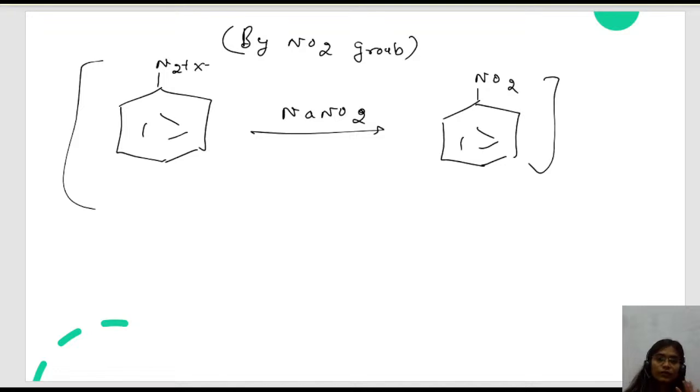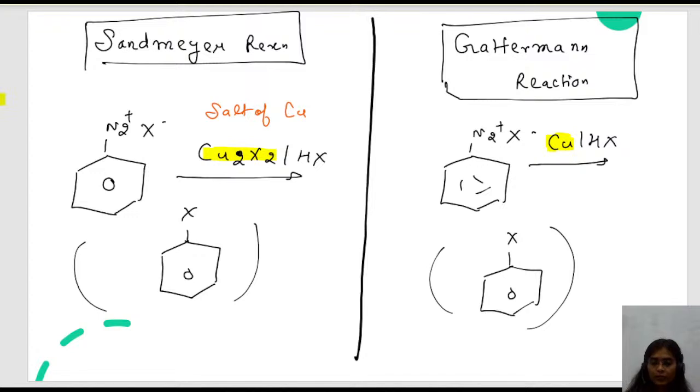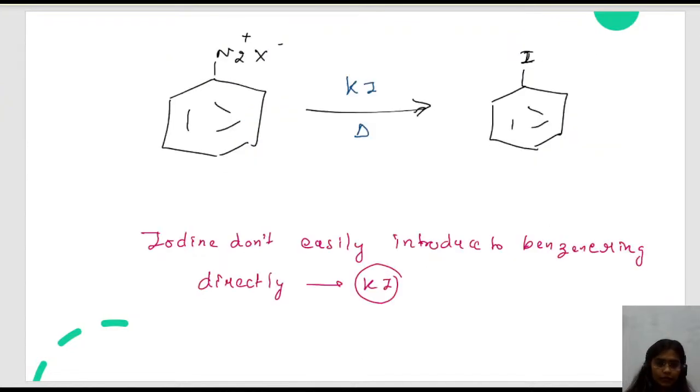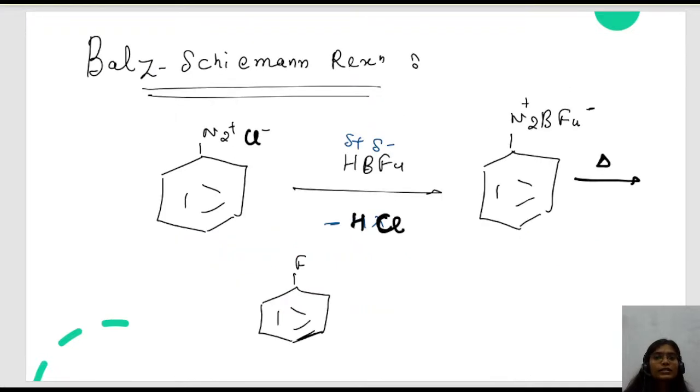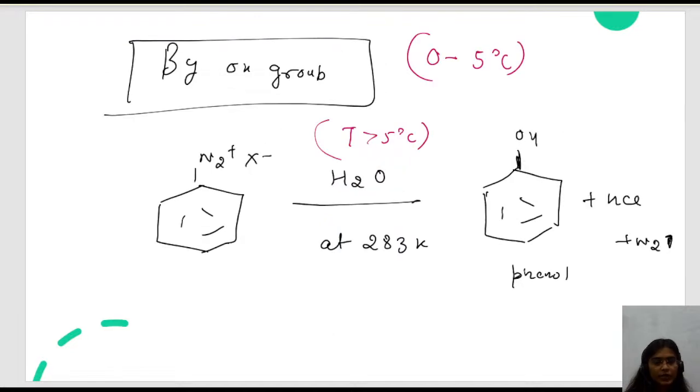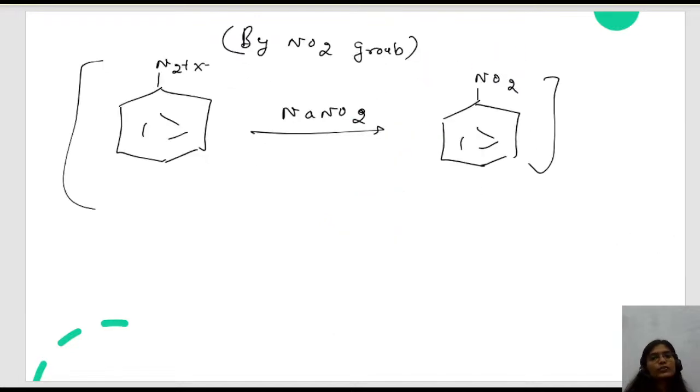Okay, if you want to note it, let me just write one by one. This is the first one, Sandmeyer and Gattermann reaction. The second is with iodine, or let me just write by iodine. And the next is by fluorine. And the last one is this, that is by NO2 group. This is all for the reaction with benzene diazonium chloride by the replacement of N2 group. Okay, so I hope this point is clear for you.